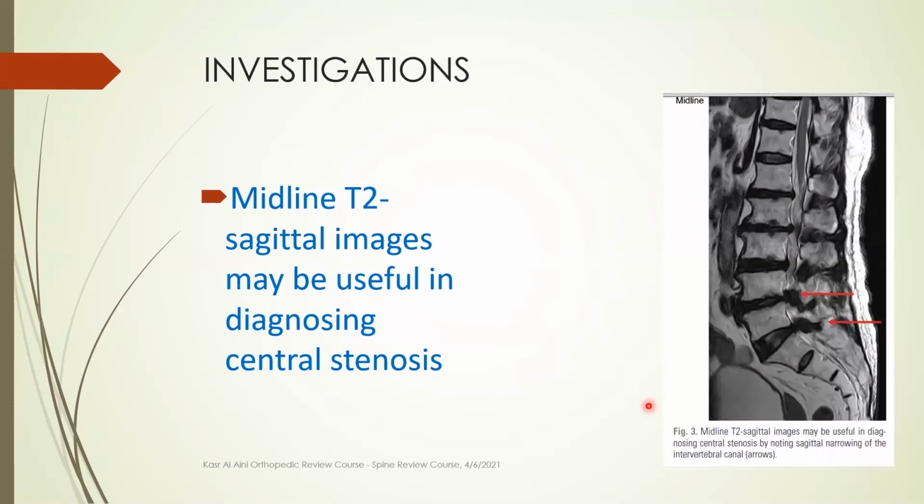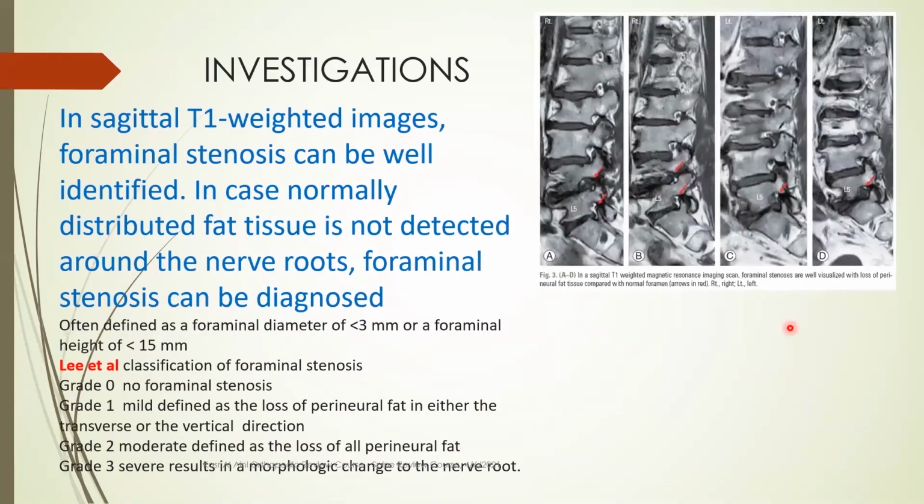T2 sagittal images are helpful for diagnosing central canal stenosis. So this is the mid-sagittal T2 MRI. These are the spinous process cut. You can see central canal stenosis. Sagittal T1 weighted images are most helpful to diagnose foraminal stenosis by reduction of perineural fat. You can compare this one with this level.